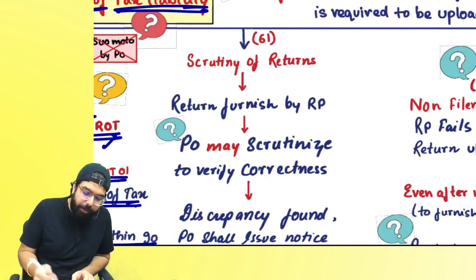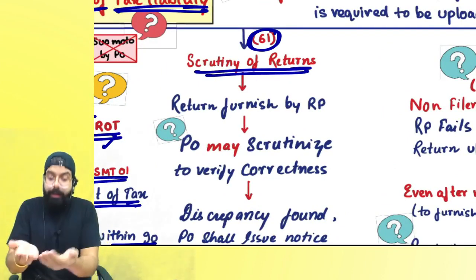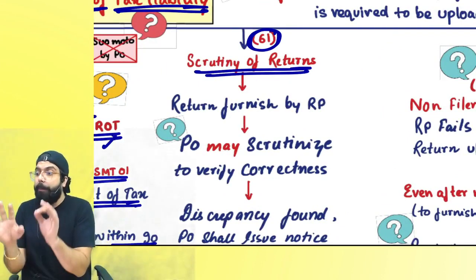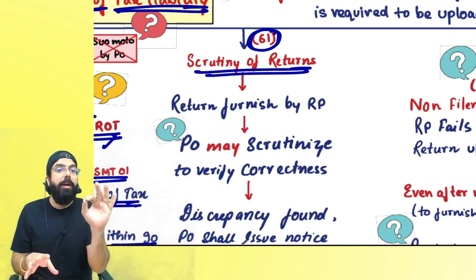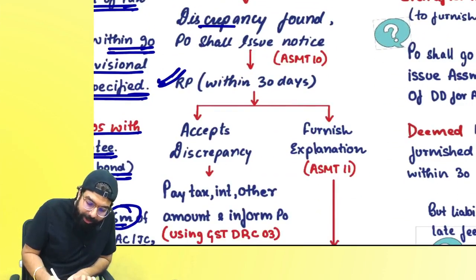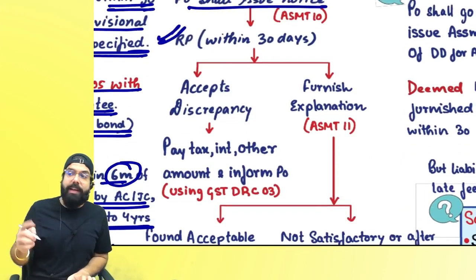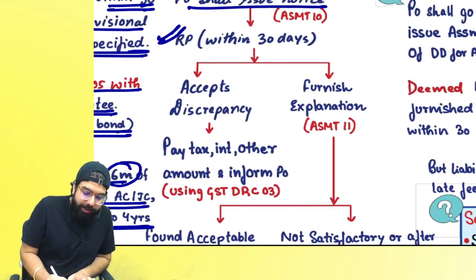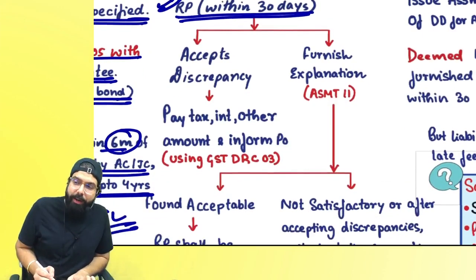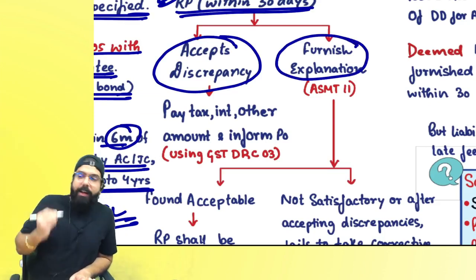Then we have section number 61, scrutiny of return. Officer went ahead and started scrutinizing your return. So proper officer may scrutinize your return, and if he finds any discrepancy, then he will issue you a notice in ASMT 10 telling you what the discrepancy is, and you have to go ahead within how many days?